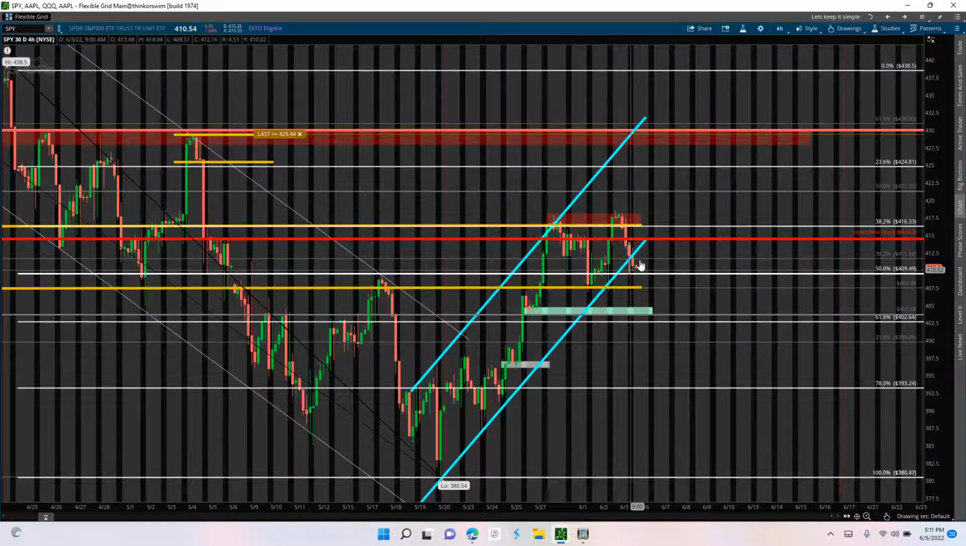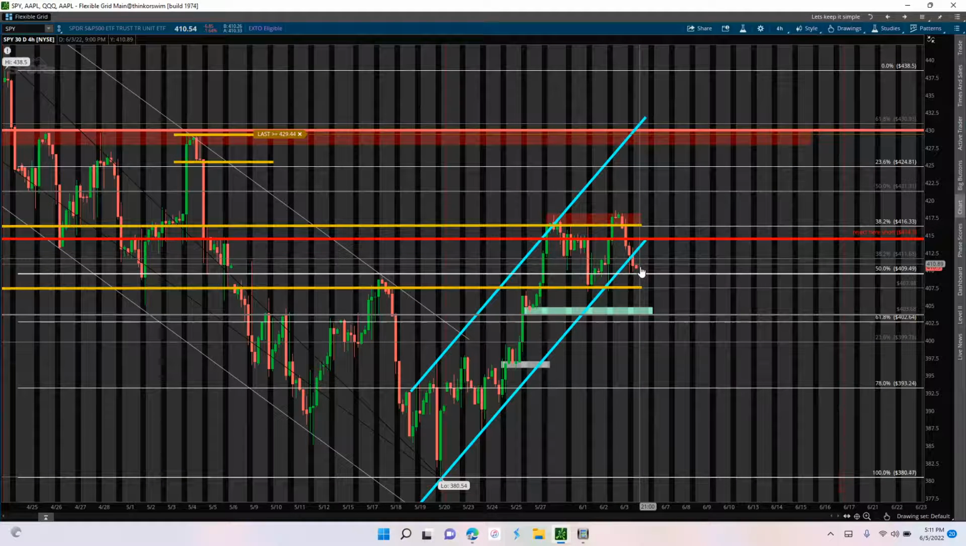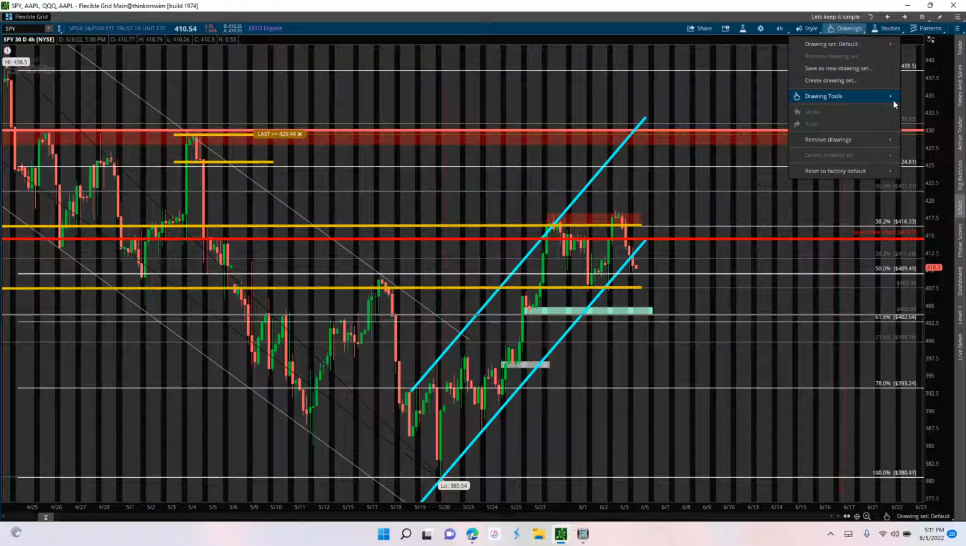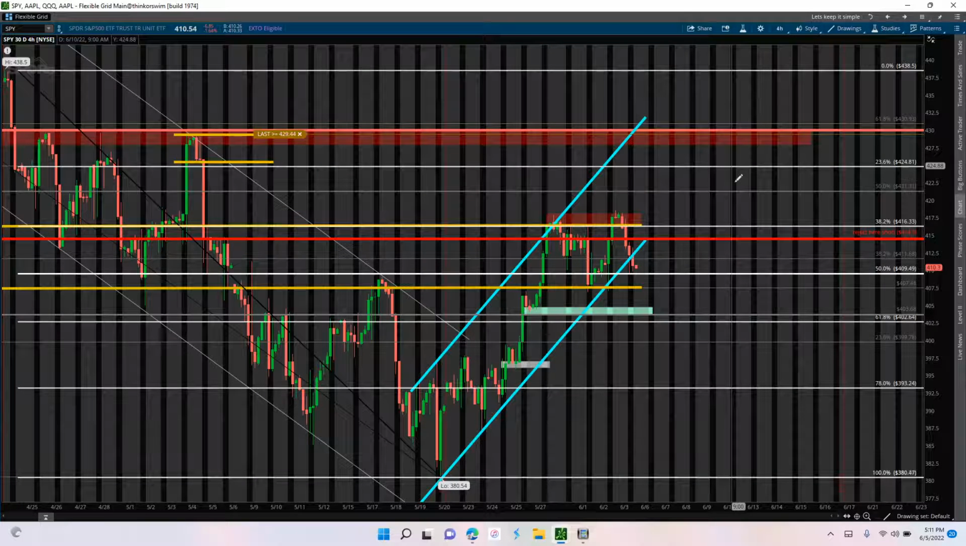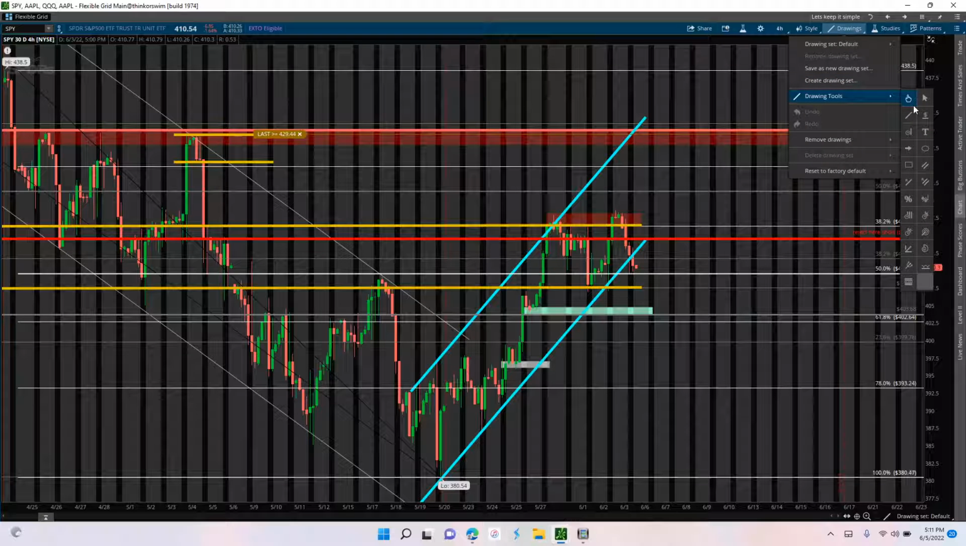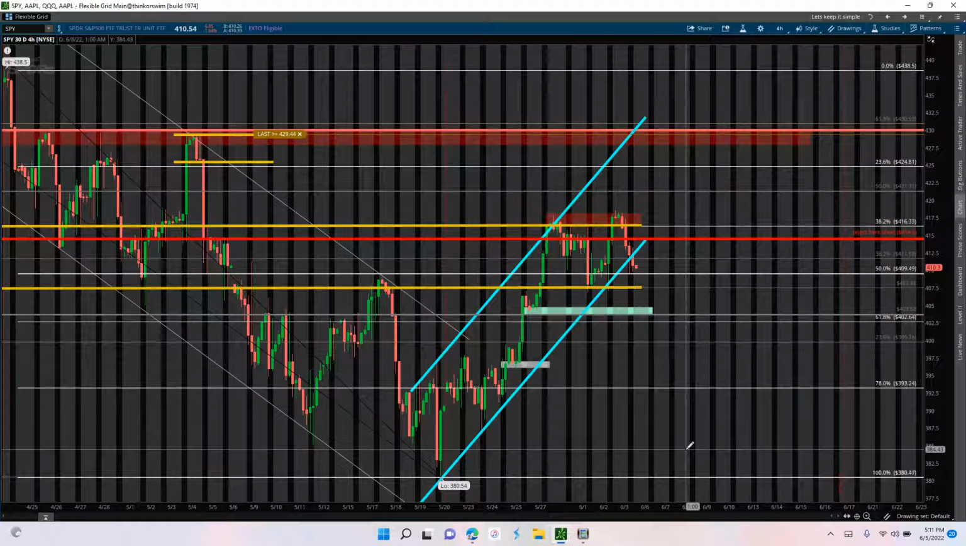Now here, notice how we already broke down this up channel. So now that it broke down from the up channel, this is letting you know that bears are in control, meaning sellers. So what are you to expect to happen? Well, we already have this here. Can I give you an example? Right? This is this right here.